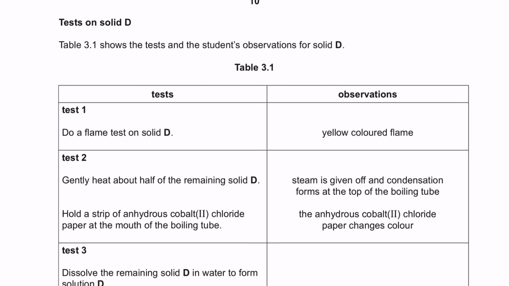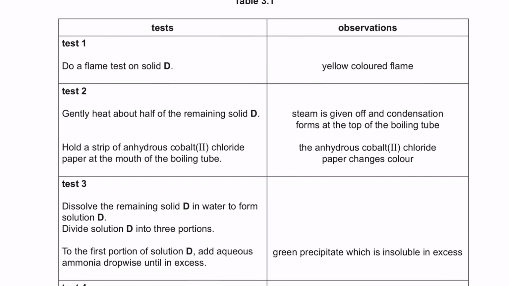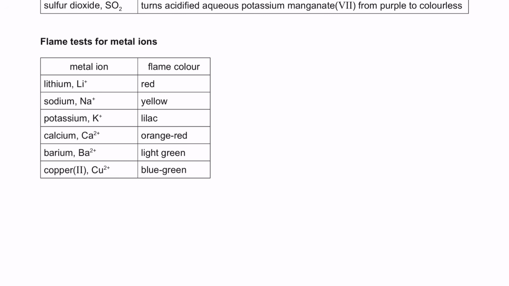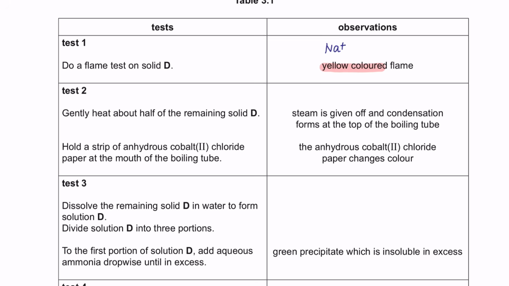Next is the test on solid D. Table 3.1 shows the test and the student's observation for solid D. Test 1. To do a flame test on solid D, the observation is that a yellow colored flame is observed. If a yellow flame is observed, this tells us that sodium ion is present. Next, test 2. Gently heat about half of the remaining solid, and the observation is that steam is given off and condensation forms at the top of the boiling tube. If steam is given off, that means water is present.